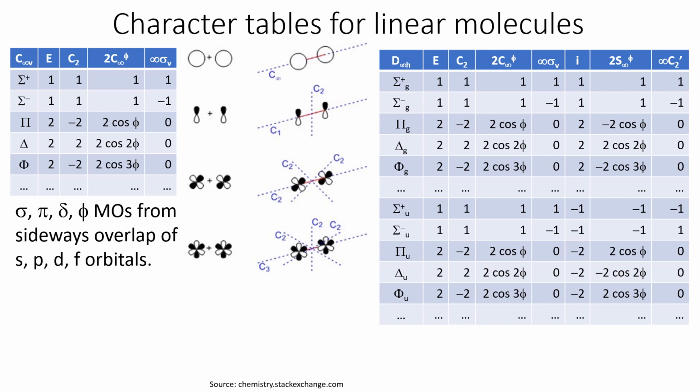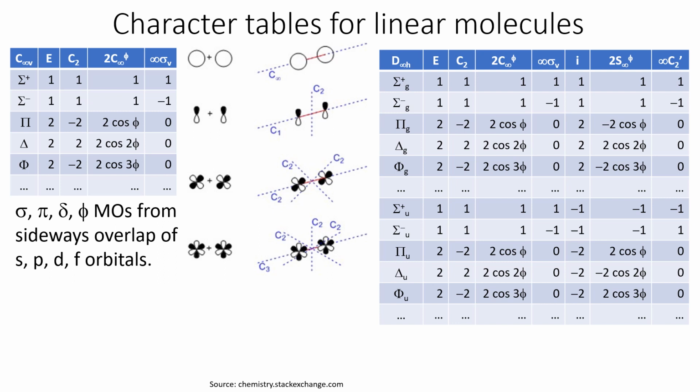And so you can see here that as the angular momentum increases, the character of the rotation also increases. So you can see as we go pi, delta, phi, we have 1, then 2, then 3 in front of the angle there. So the way I'd rationalise the 1, the 2 and the 3 in front of the angle is actually shown in the pictures that we've got in between the 2 tables.